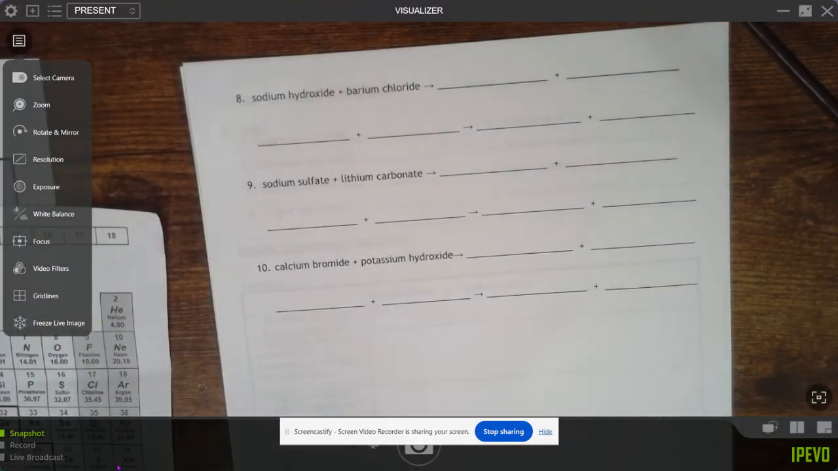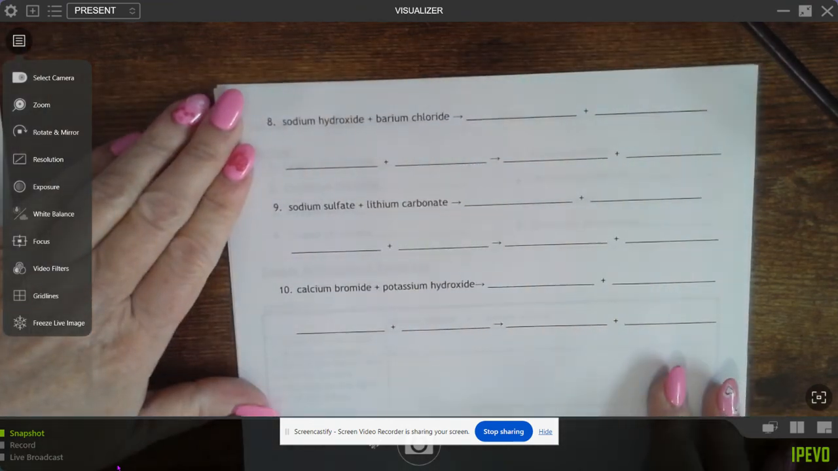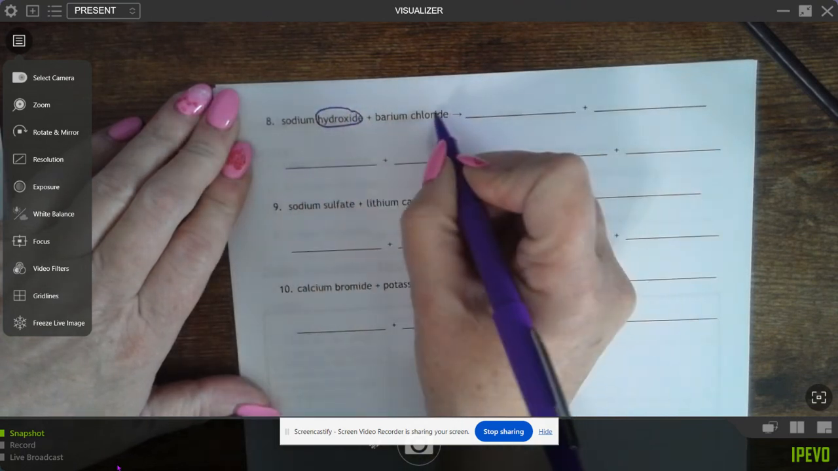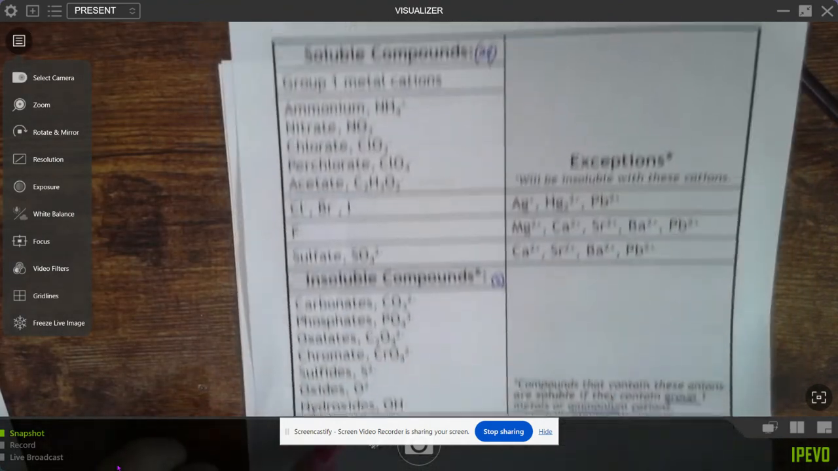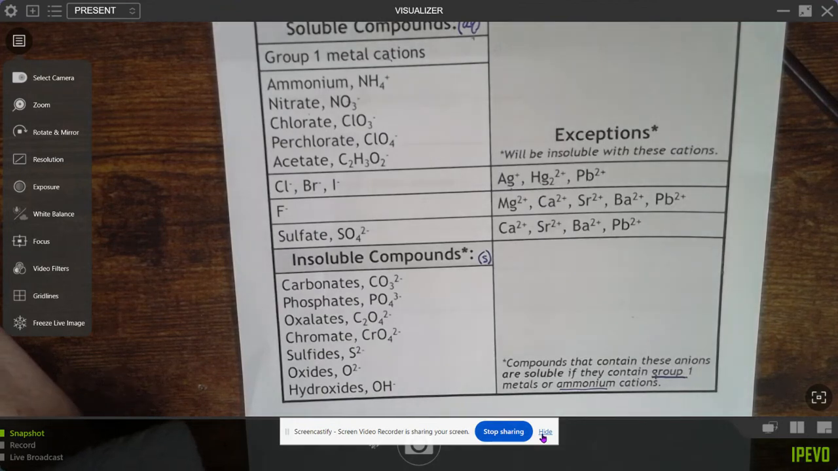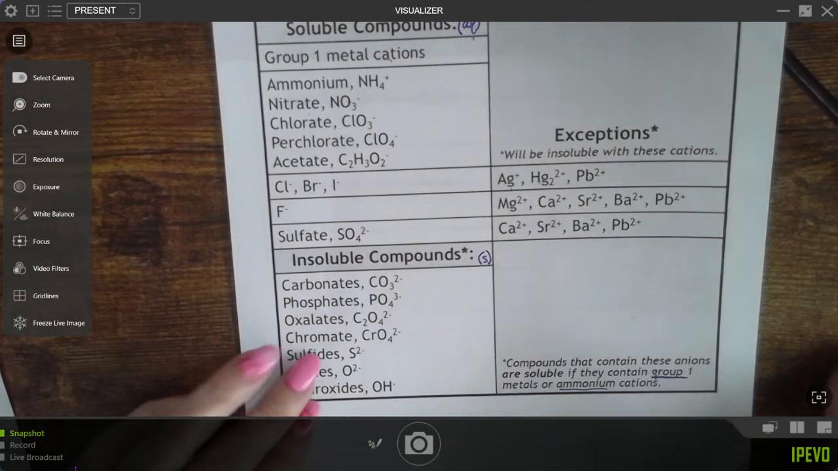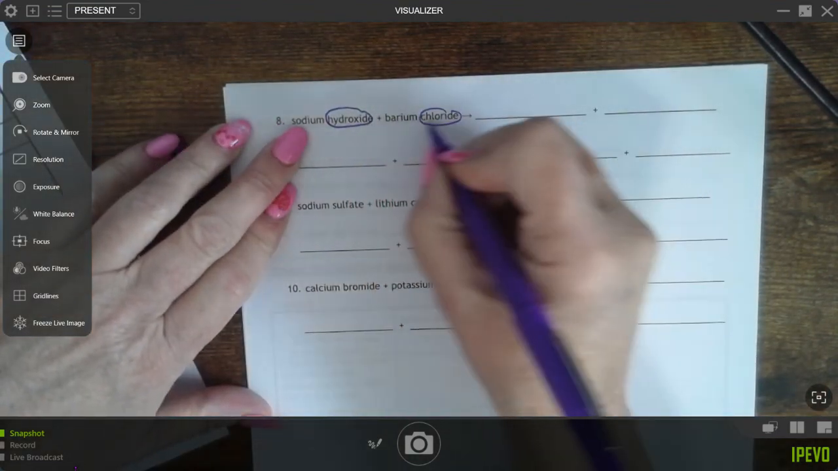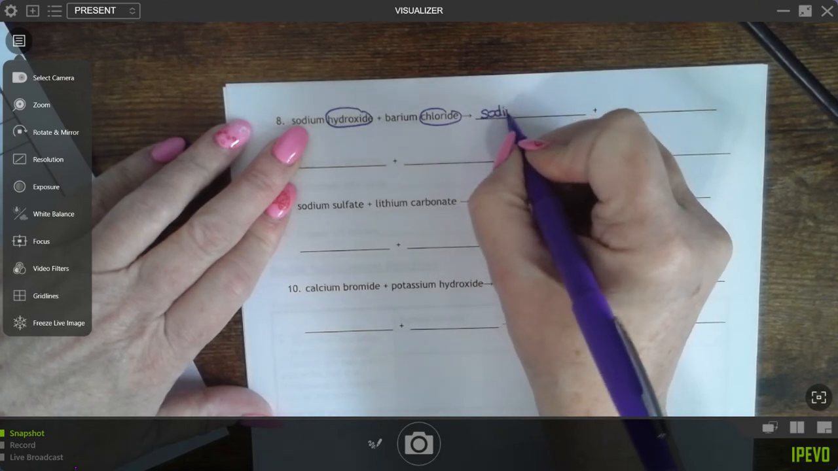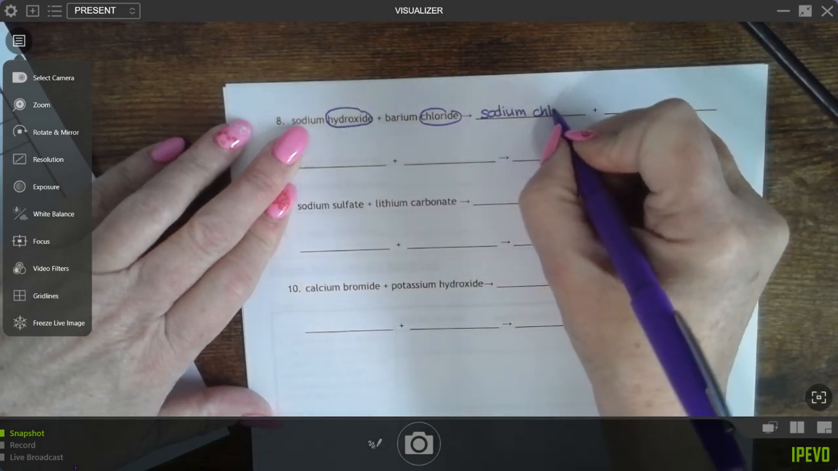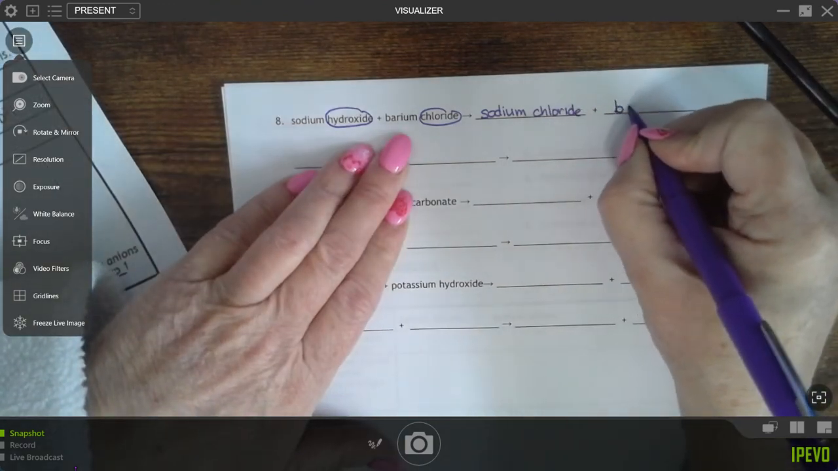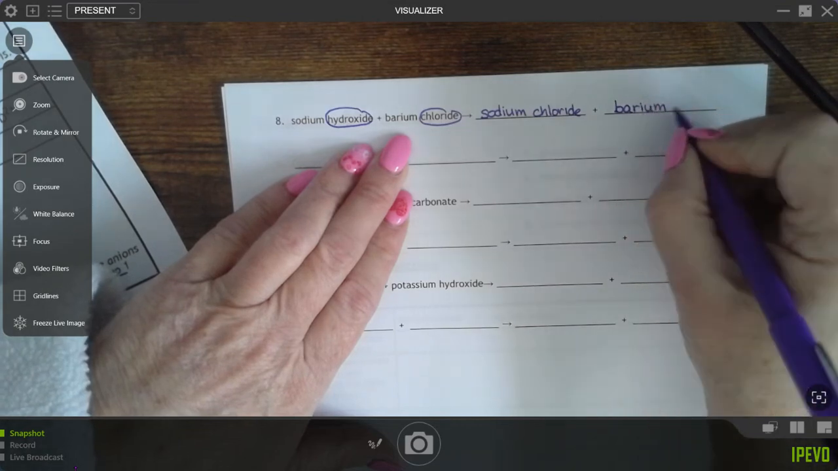All right, 3 more. So we have sodium hydroxide and barium chloride. So we are going to switch hydroxide and chloride. And just a peek at our solubility chart tells us that hydroxides are insoluble. So what that means is we are going to form a solid precipitate, most likely. So let's look. We are going to then have sodium chloride plus barium hydroxide.